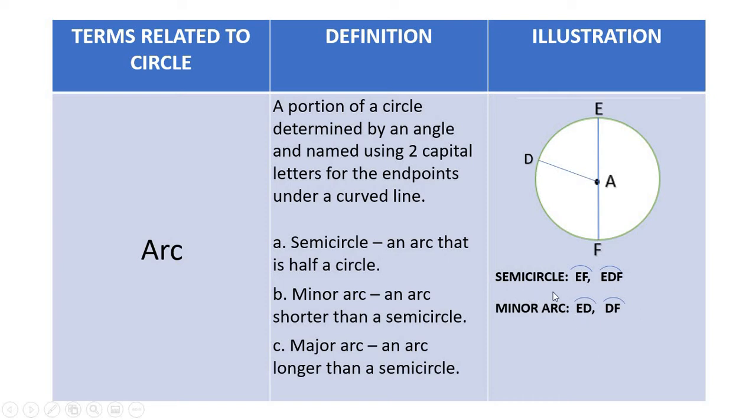Next, we have the minor arc. We have the minor arc ED and minor arc DF, or arc ED and arc DF, kasi nga, mas maliit sila sa semicircle, diba? Next, the major arc. We have the arc EFD, kasi mas malaki siya sa semicircle or half circle.